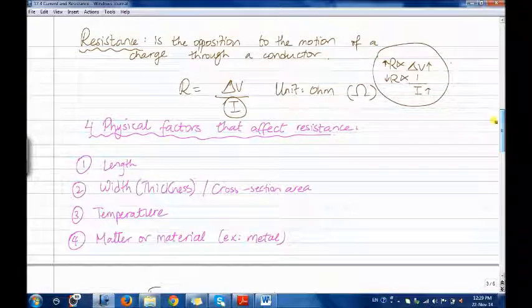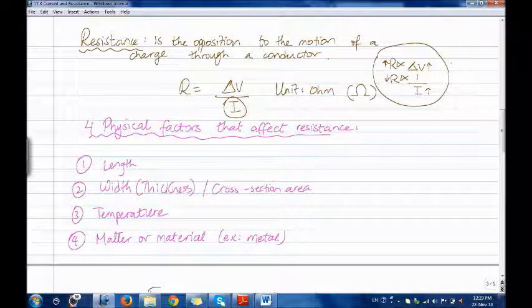Now the four physical factors that affect resistance. First, length. Then the width, which is the thickness, or you could call it cross-section area. Then the third, temperature, and the fourth is matter or material, an example of which could be metal.